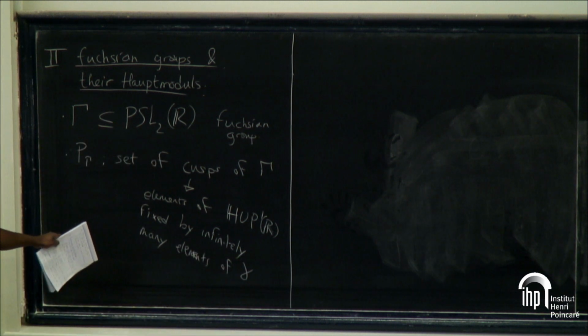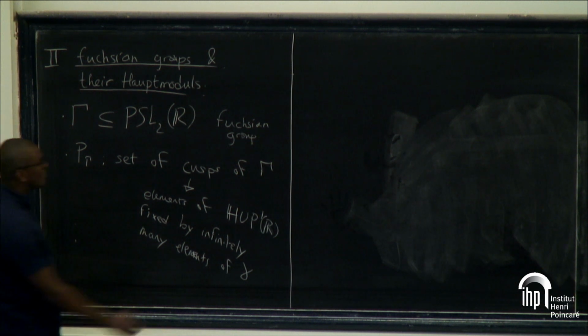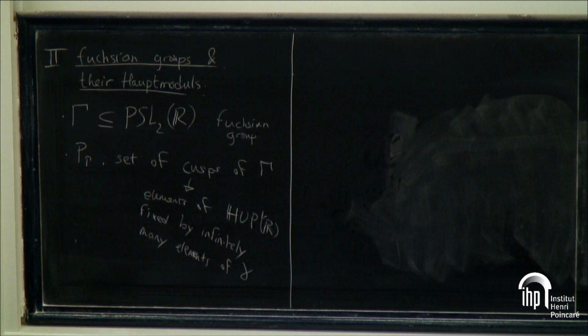Cannot read? You said it. Yeah, so I said it. So I'm just elements of the upper half planes where you add the projective real line, which are fixed by infinitely many elements of gamma.